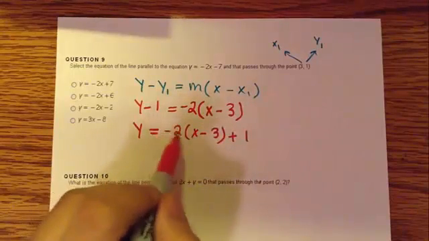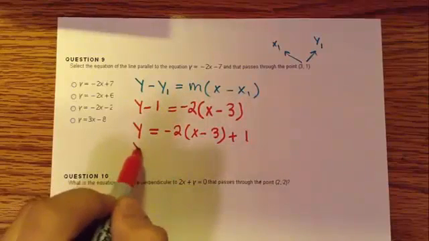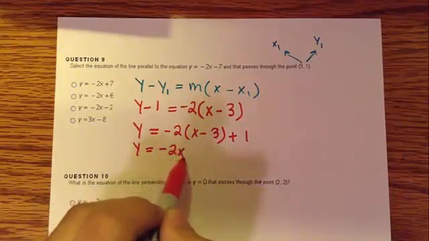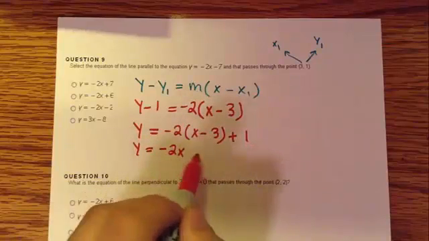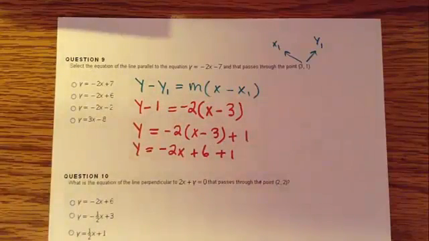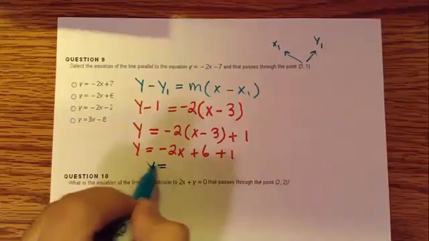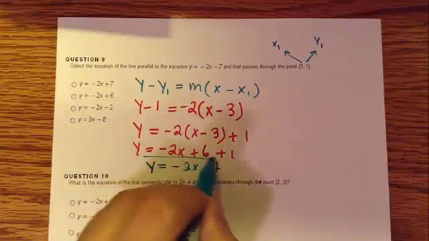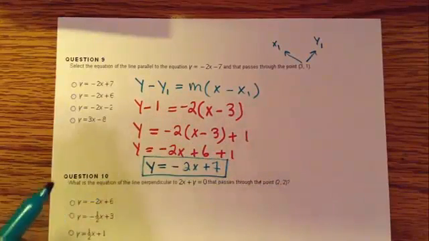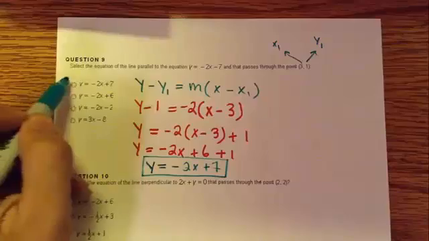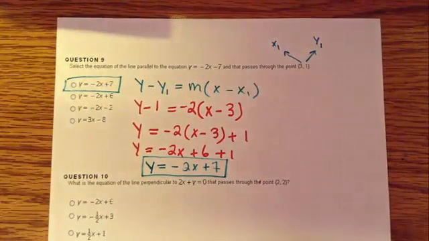Let's distribute this -2 into our parentheses, so we're going to get y equals -2 times x, so -2x, and -2 times -3, we're going to get +6, plus 1. So our final answer would be y equals -2x plus 7. So it's our first choice. So there you have it for this problem. I'm going to get to the second problem in just a second.